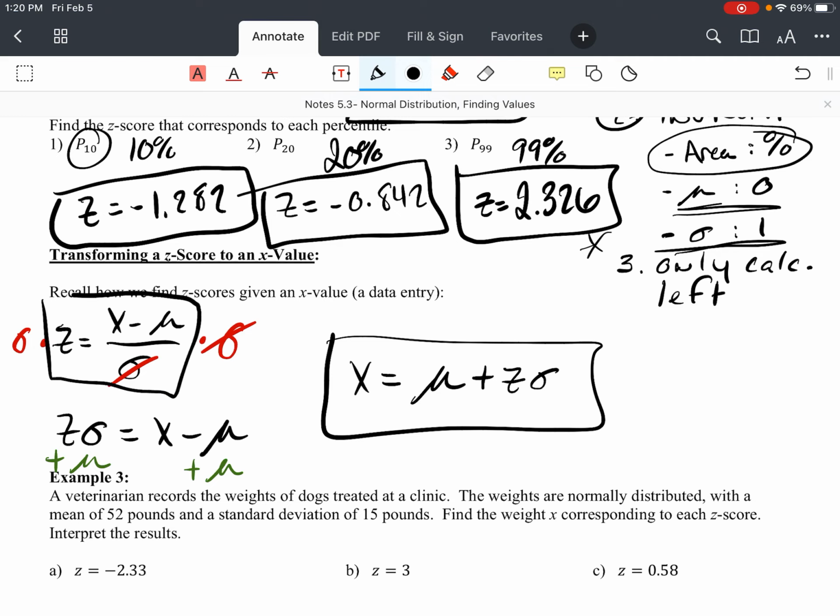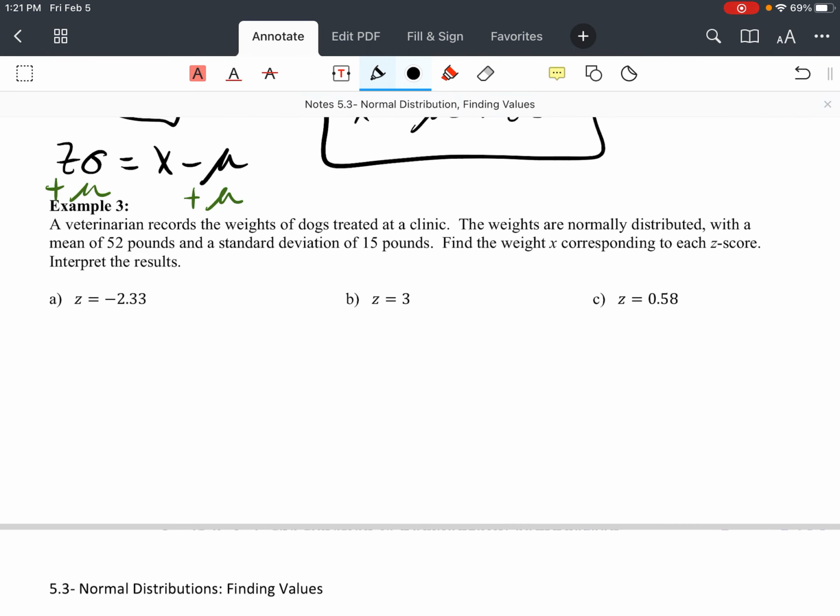Okay, so the actual data entry can be calculated using this. Now, obviously, you can go back and just have this thing memorized and solve for x if you need to. But this is another good equation to have back in your arsenal. All right, so let's do an example using this.